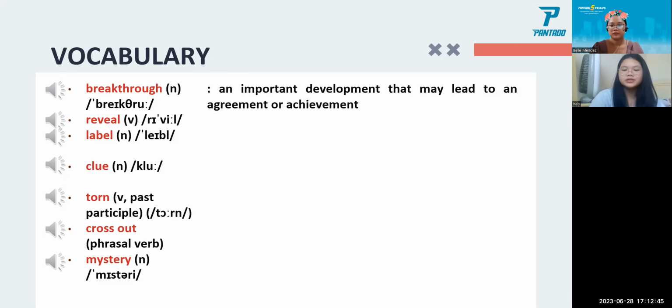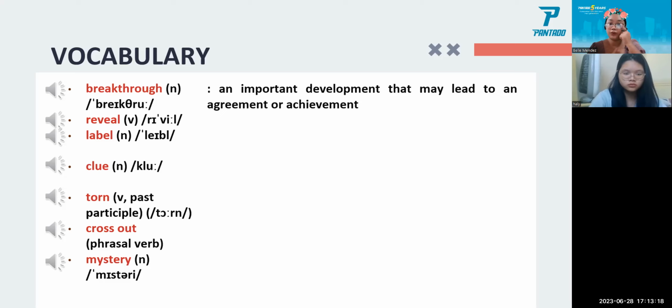An important development that may lead to an agreement or achievement. Yes, that is a breakthrough. That is an important development. For example, let's say a crime example, okay? So for example, there is a murder near your house, and your neighbor is being murdered. So the police got a breakthrough of the case.